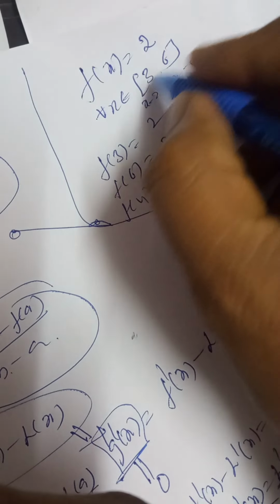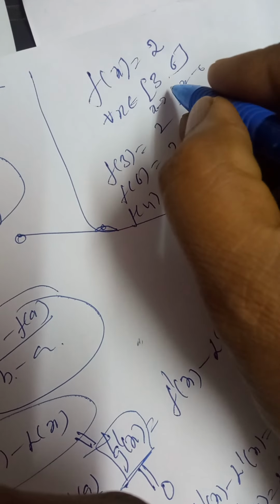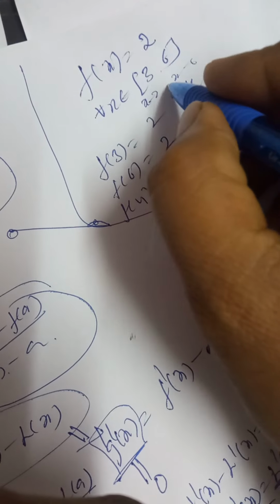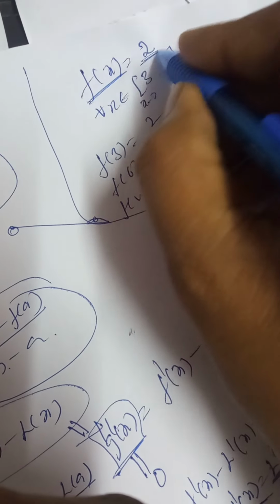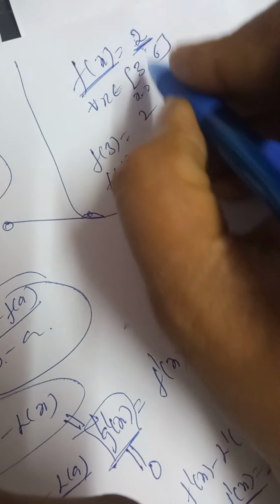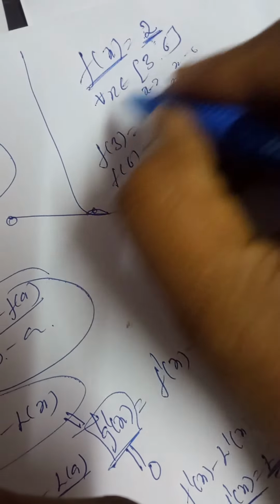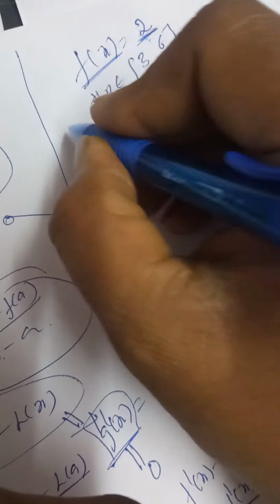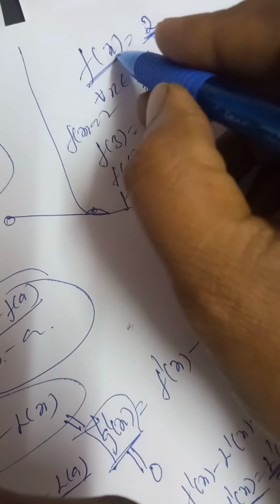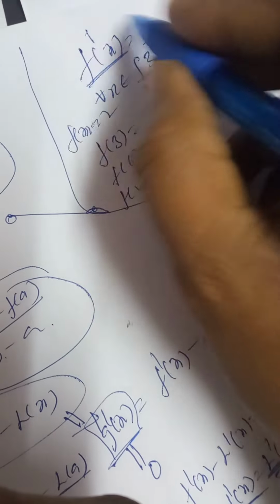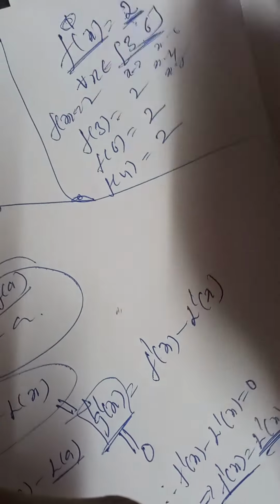The numbers lie in between 3 and 6. For each and every value of x in closed interval 3 comma 6, the function value is always equal to 2 because it is a constant function, no? Right? Now that means f of x is equal to 2 for all x belongs to the closed interval 3 comma 6. Now what about its differentiation? If you differentiate this function, the differentiation of f of x is 0 because it is a constant function.